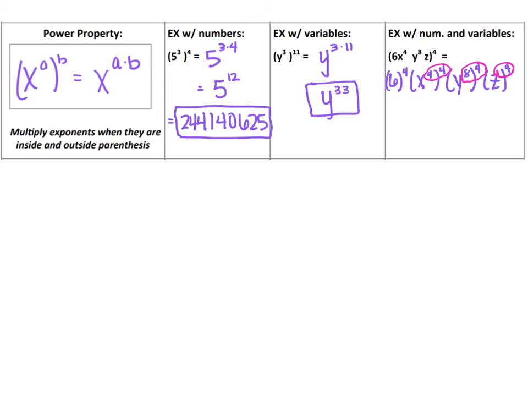But when it comes to whole numbers with exponents, then I still need to do 6 times 6 times 6 times 6. So that gives me 1,296. And then x to the 4 times 4 was 16. y to the 8 times 4 is 32. And z to the 1 times 4 was just z to the 4th.